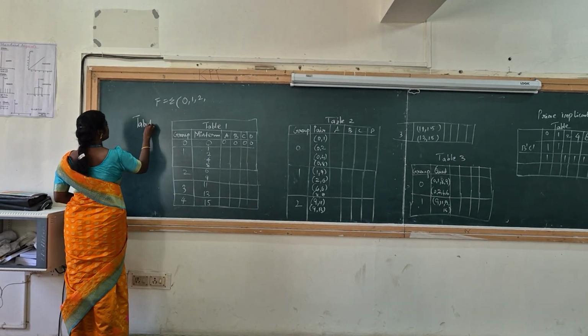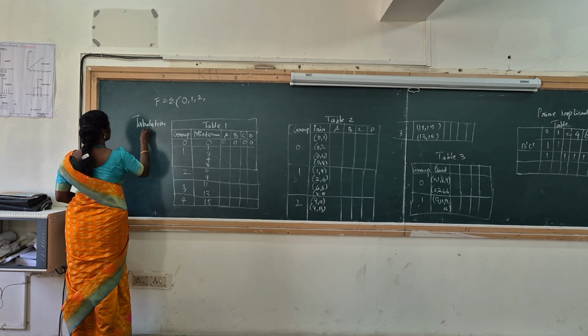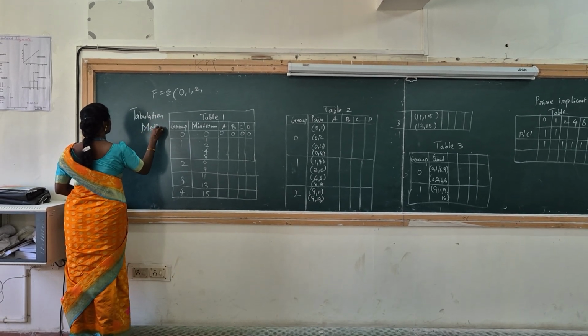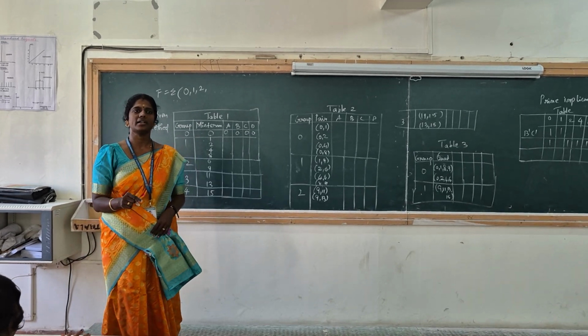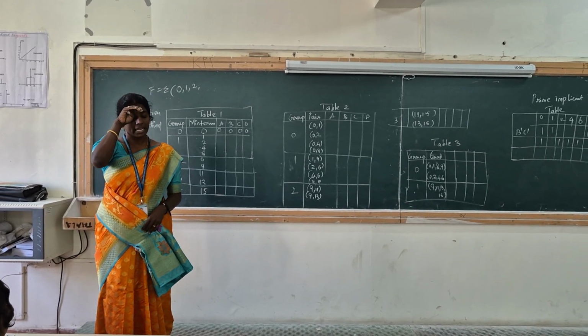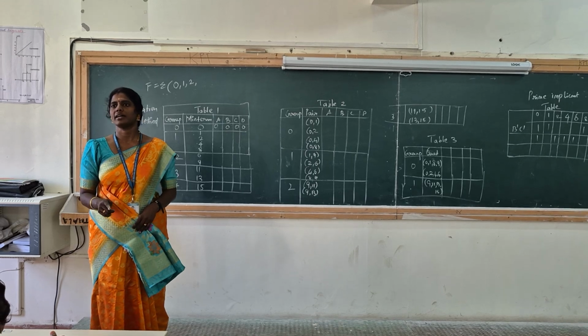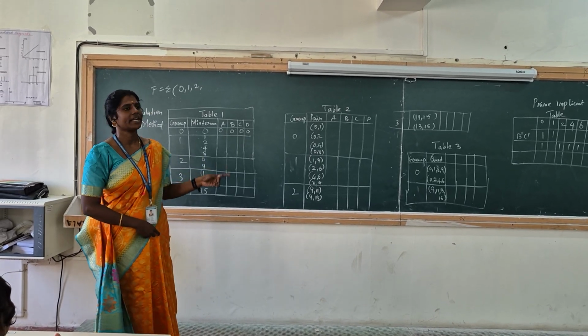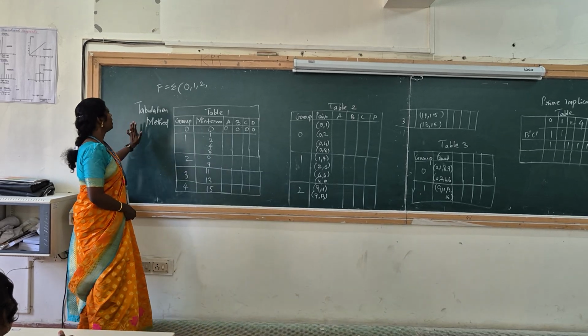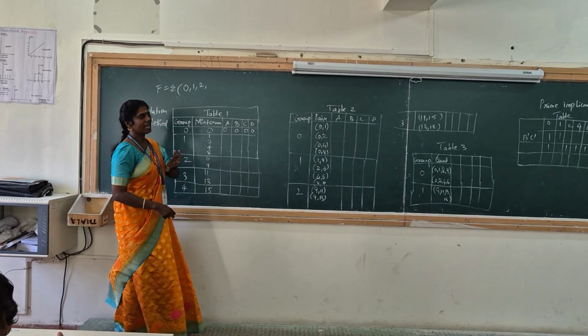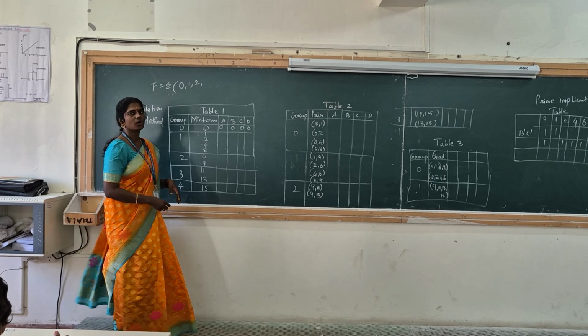Tabulation method. It is an improved method over the K-map method, which gives you the perfectly reduced form of a Boolean expression, and this tabulation method is again used to reduce Boolean expressions. So we will go through an example.